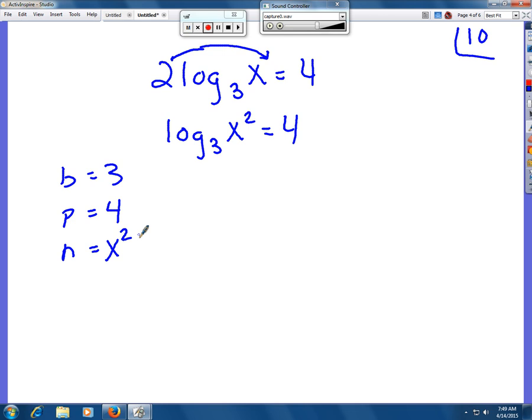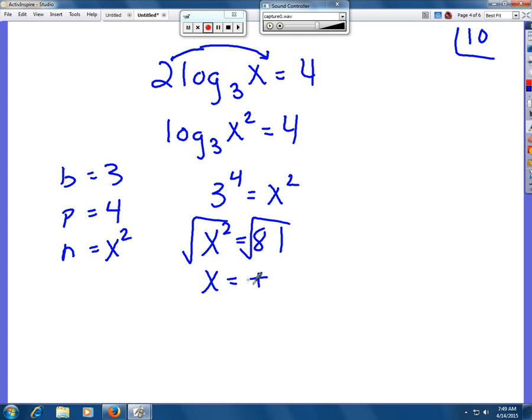So b to the p equals n. 3 to the 4th power equals x squared. 3 to the 4th power is 81, so I have x squared equals 81. I'm just flipping it around. You can do that. And then take the square root, and you get x equals plus or minus 9, because remember, for a quadratic you have two solutions, a positive or a negative. And I don't want to use the negative because that makes this negative. So the only solution is positive 9.